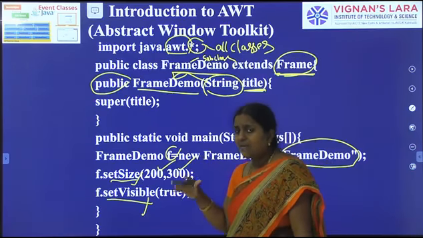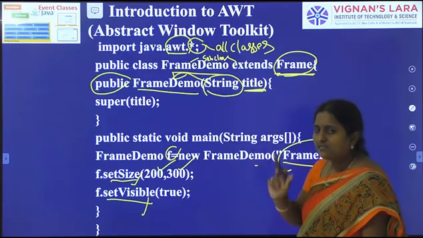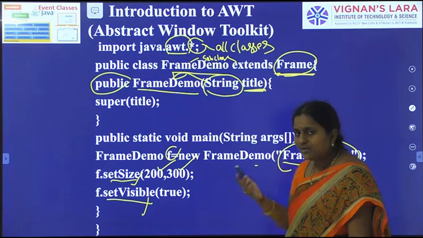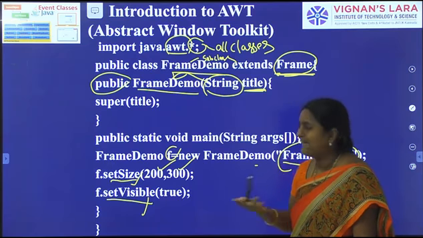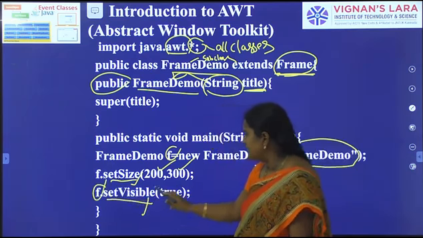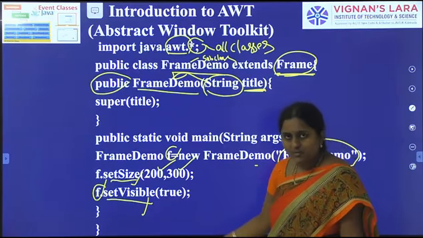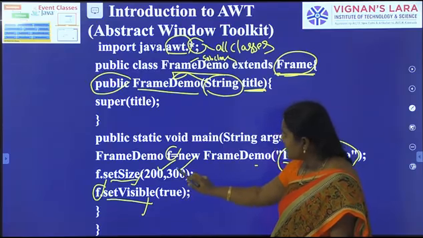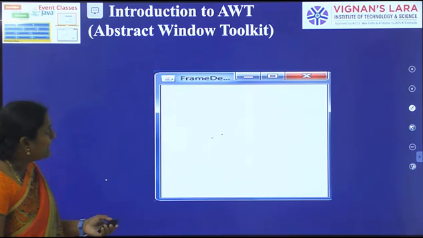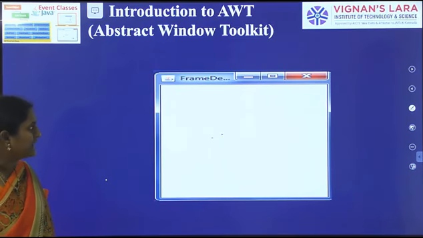After the frame has been created, it will not be visible until we call the setVisible method. Whenever we call the setVisible method, then only our frame is visible to us. So here I am calling the setVisible method with the help of the object name, f.setVisible(true). True means visible. Here I am closing the main method body and class body. If you compile and run this program, what output do we get?